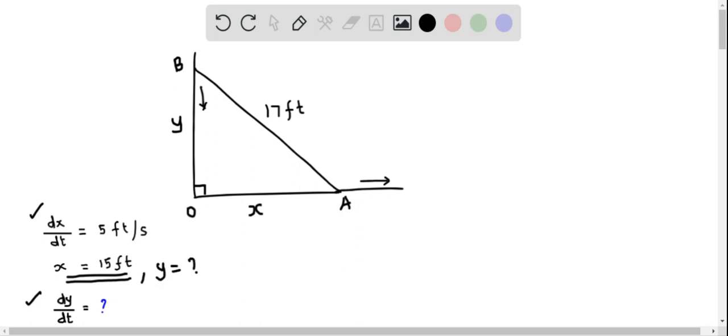For this, I'm going to consider this as a right triangle, because we see that at the base of the building, it is a right angle. So this is a right angle triangle. That means we can use the Pythagorean identity. So let's apply this Pythagorean identity to this triangle.